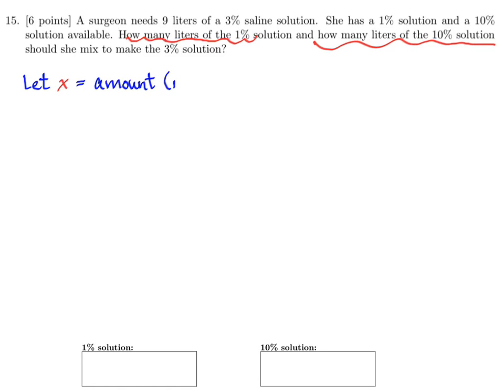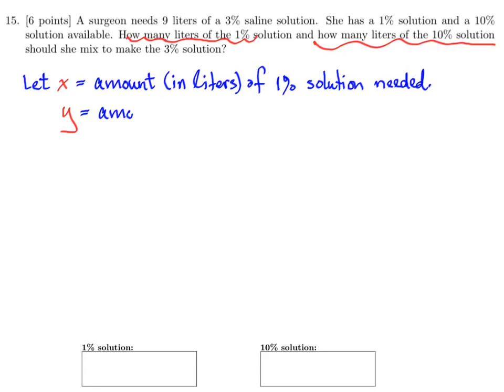x is the amount in liters of the 1% solution needed. Okay, then y is going to be the amount in liters of the 10% solution needed.